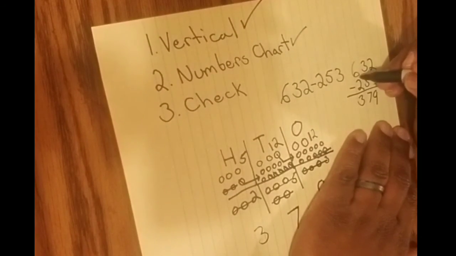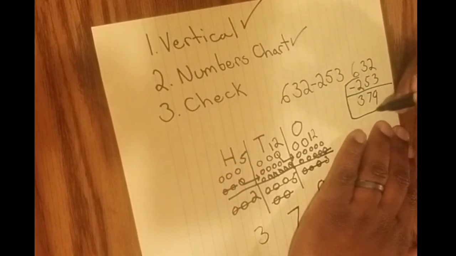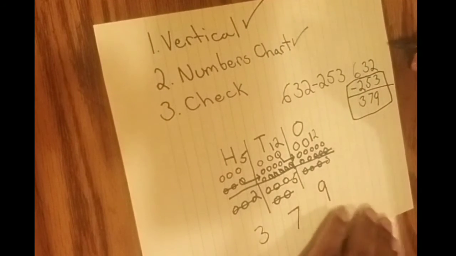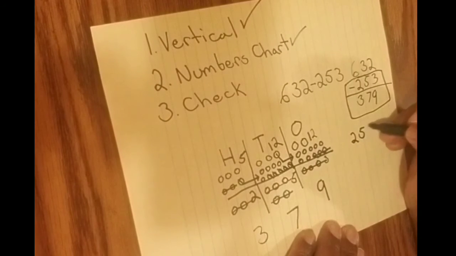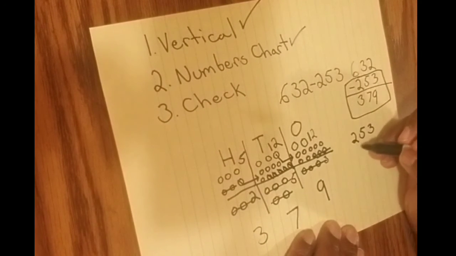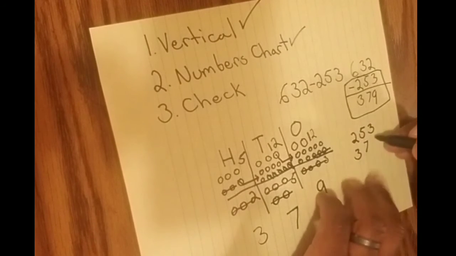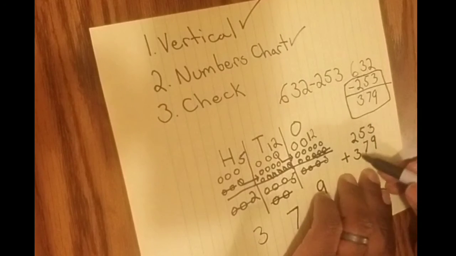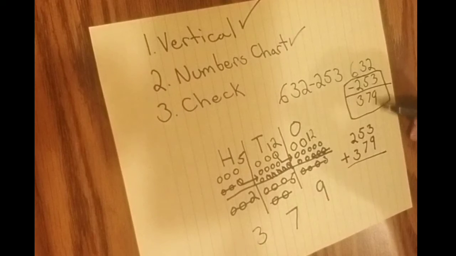So all I have to do is simply add my bottom number from my problem with my answer in order to see if I have the problem right. So in addition, it doesn't matter if you have the bigger number or the smaller number on top. I'm just putting the smaller number on top and then the bigger number on the bottom. 253 is smaller than 379, but since we're adding, it doesn't matter which one's on top or bottom.